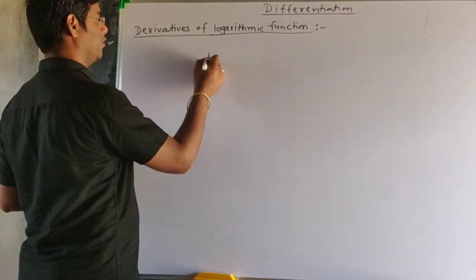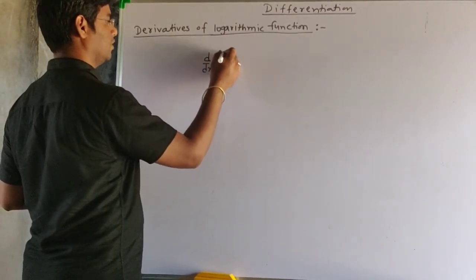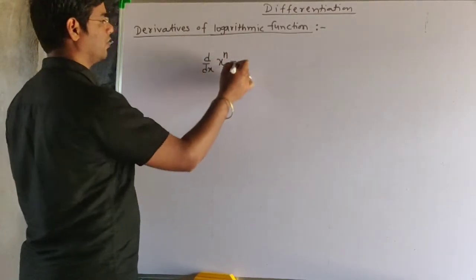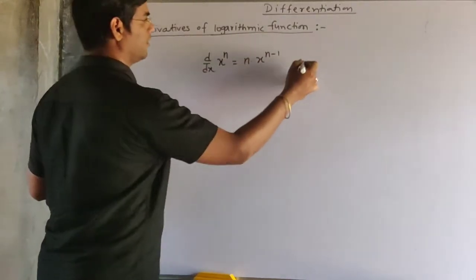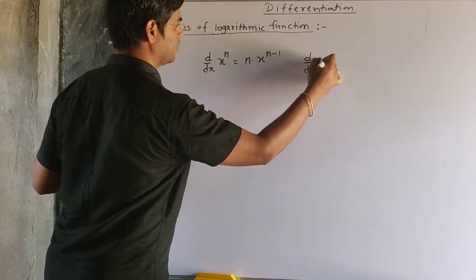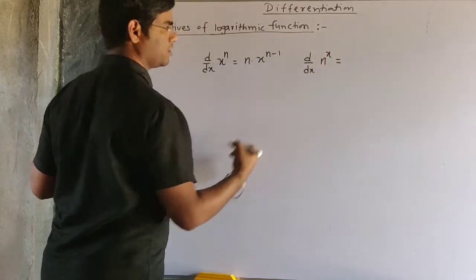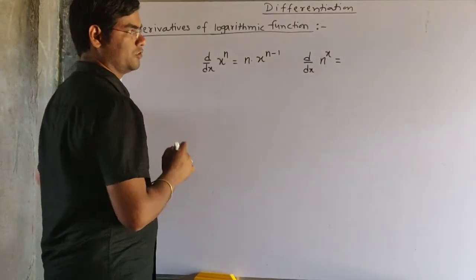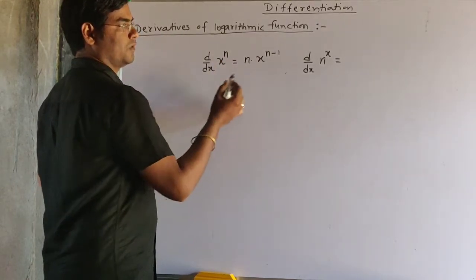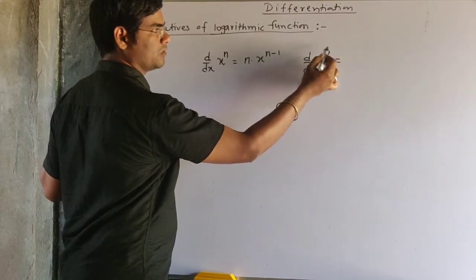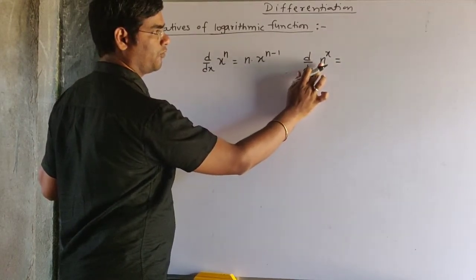We know that derivative of x raised to n is what? n into x raised to n minus 1. And what is the derivative of n raised to x? What is the difference between these two terms? Here x is base and n is power. Here n is base and x is variable, so this will be in the form of a raised to x.